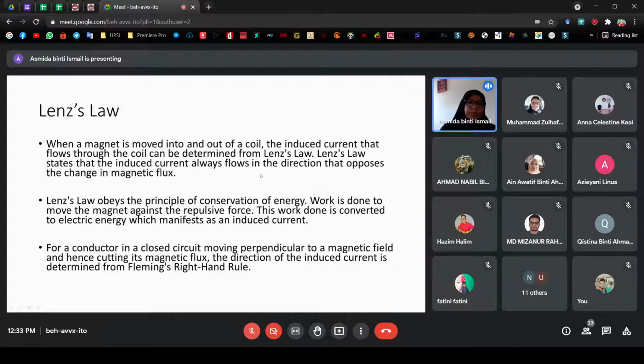Lenz's law obeys the principle of conservation of energy. Work is done to move the magnet against the repulsive force. This work done is converted into electric energy, which manifests in the induced current. So Lenz's law ni menunjukkan bahawa electromagnetic force yang teraruh tu akan menghasilkan arus, yang kita panggil induced current.